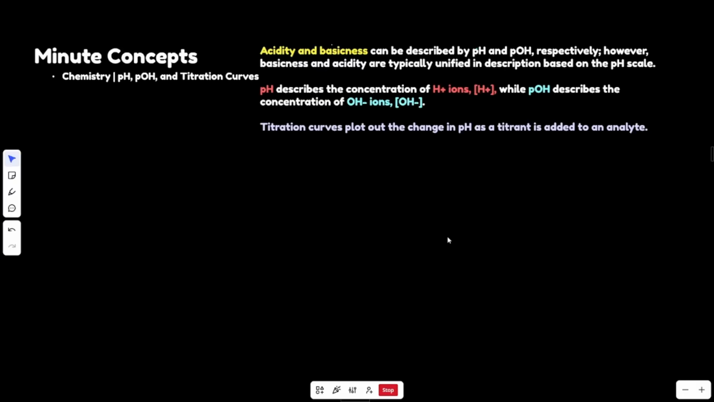Hello everyone and welcome back to another mini concept, this time on pH, pOH, and titration curves. So when we came from the last video, we talked about acids and bases and how to classify them and what makes them Arrhenius, Bronsted-Lowry, or Lewis bases. This time we're going to be talking about what we use numerically to describe these acids and bases.